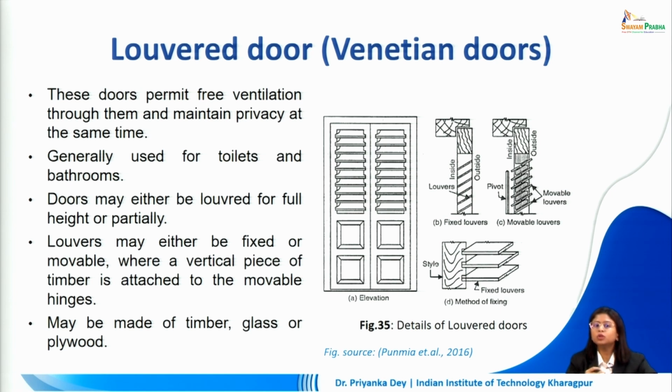The doors may either be louvered for full height or they may be partially louvered, and in the lower portion we can have panels. Now louvers may either be fixed in position or they may be movable. In case of the movable option, we have a vertical piece of timber which is attached like so. We can see in the figure here. So that helps us to move the louvered angle along the length of the door. This may be made up of timber, glass or plywood. So depending upon the type of construction or aesthetic we are going for, we can select any of these materials to make the louvered door.